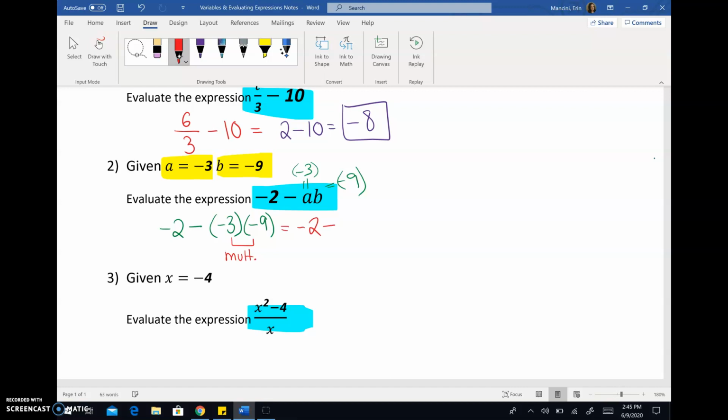So I'm going to leave this first part because we're not doing anything with that. We're just multiplying -3 times -9. A negative times a negative is a positive. 3 times 9 is 27. Okay, so -3 times -9 is 27.